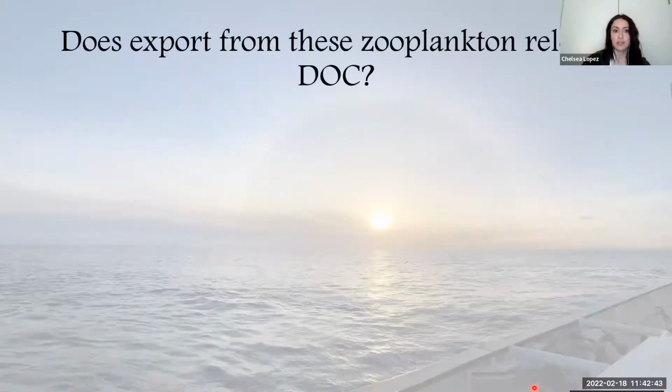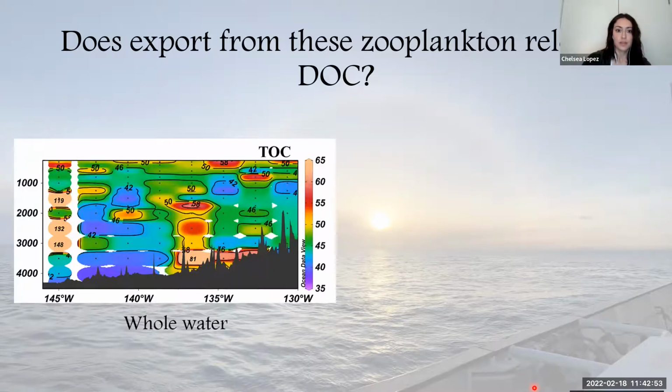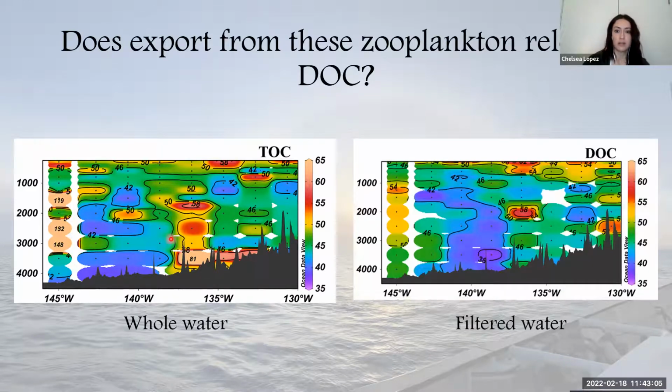But does export from these creatures release DOC, and can we show evidence of that outside of the fact that there's counts of them? So here's the TOC profile that I showed you previously, and here's those really large numbers. Maybe you have a whole lot of those creatures around here. Here's also what looks like an export event.